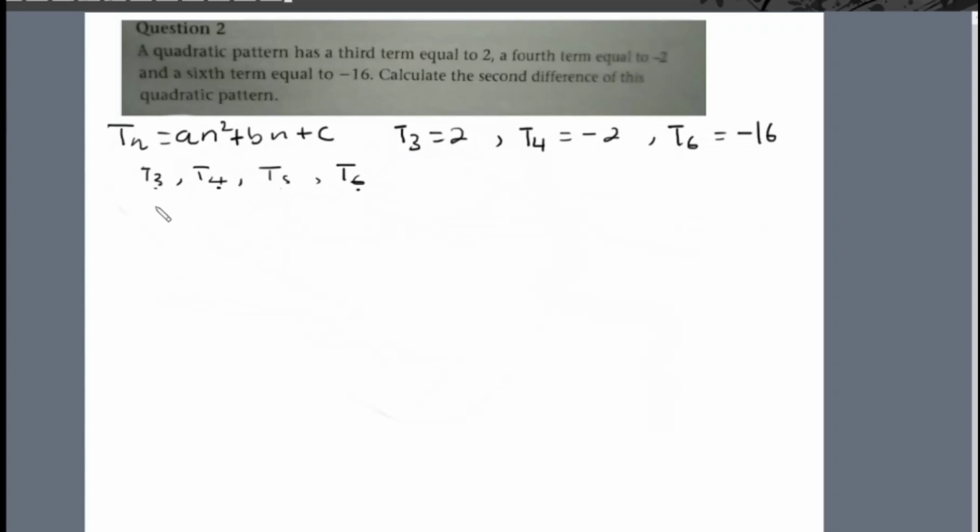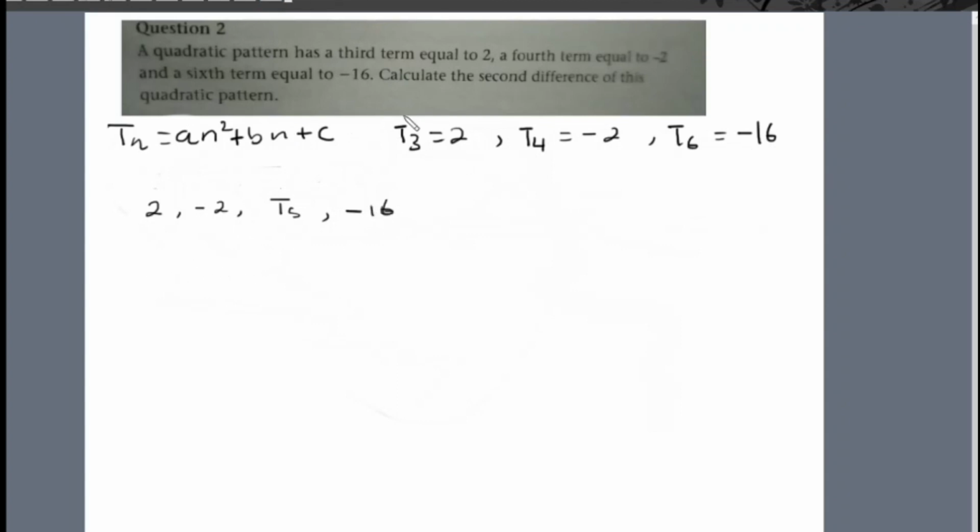U-T3 basinikelile, u-T3 ngu-2, right? And then u-T4 ku-2, -2. U-T5 abakasinikeli, sizombhala as T5. And then u-T6 basinikelile ngu-16, right? Okay, so let me remove this. And as you know, T6, which is minus 16.